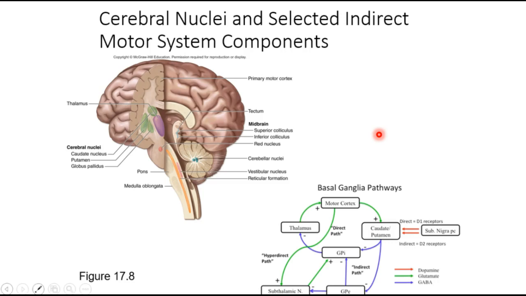So when you have a condition related to the basal ganglia, such as Parkinson's disease, you have movement when you don't want to be moving, tremors, and you have difficulty initiating movements you want to make.